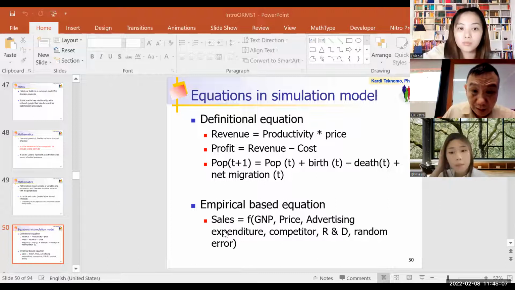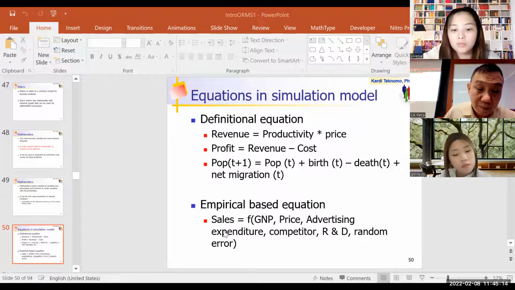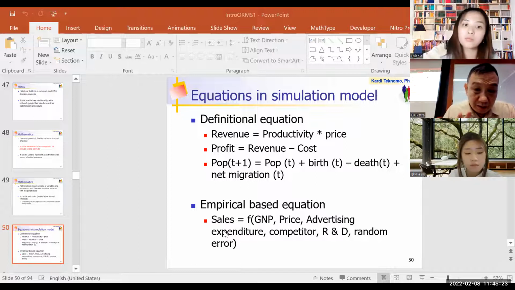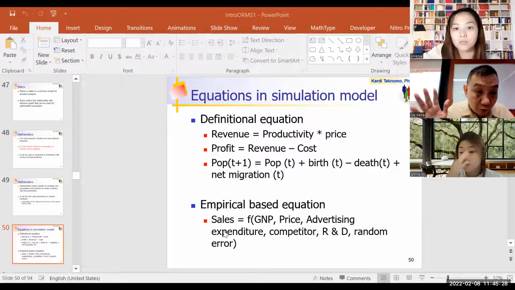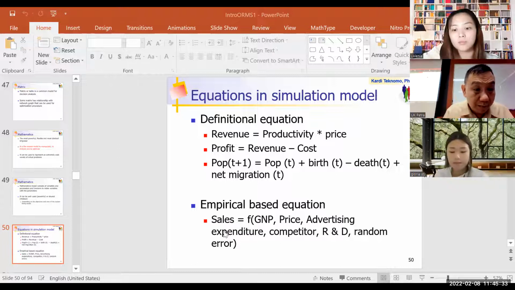But there are some empirically based equations, which are sometimes not really common sense, but when we put them together, for example, sales is a function of GNP and price and advertising expenditure, competitors, and so on. These are based on empirical data, meaning what? Based on the data that you have, and then you do some kind of statistical modeling, machine learning. You can get this model, which is sometimes based on correlation rather than causation.